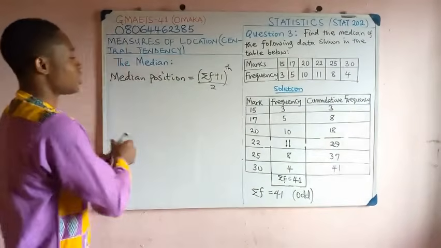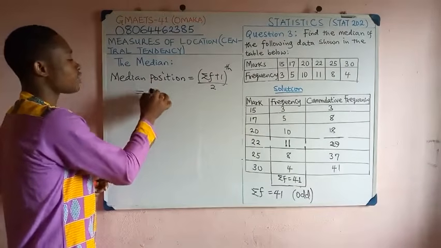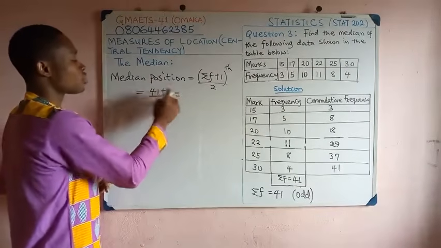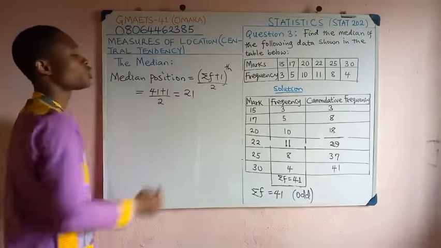So let us do that and see. That is going to be summation f, which is 41, plus 1, and then divided by 2. This will give us 42 over 2, which is 21.